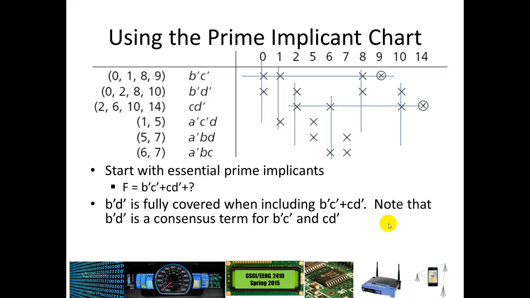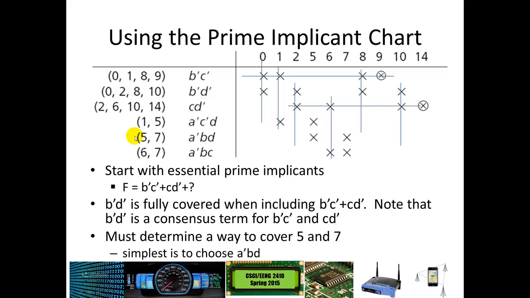So how do we cover 5 and 7? Well, if you happen to notice right here, we just happen to have a group that is coverage for 5 and 7, A prime, B, D. So we'll go ahead and include that, add that into our function, and that will be our final solution.